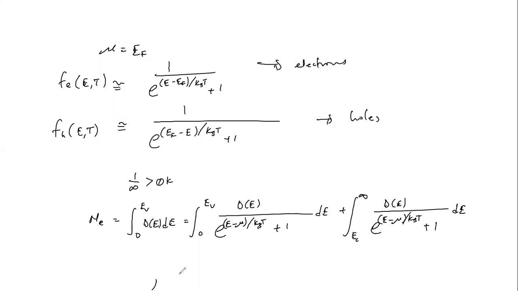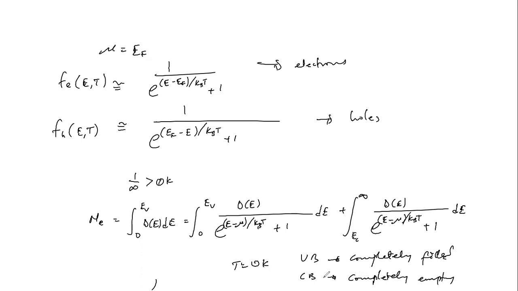And we recall that at T equal to 0 Kelvin, the valence band is completely filled. Valence band is completely filled. And the conduction band is completely empty. And then the chemical potential mu is somewhere between the valence band and the conduction band, where it cannot be easily determined. So if we have the conduction band somewhere here and the valence band somewhere here, it is believed that the chemical potential is somewhere in between both, but it cannot be easily determined, right?